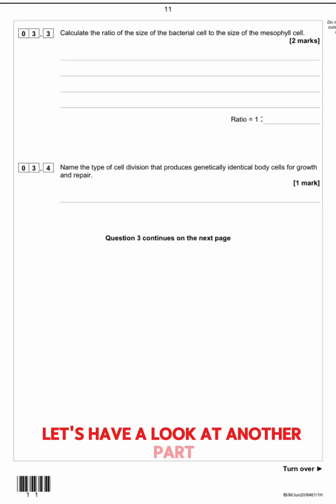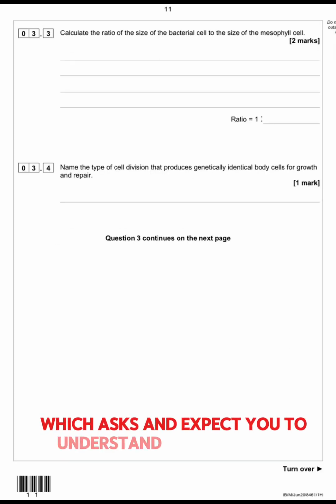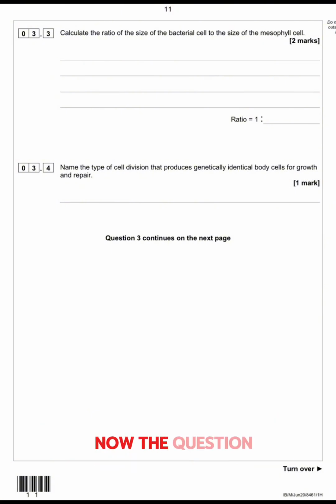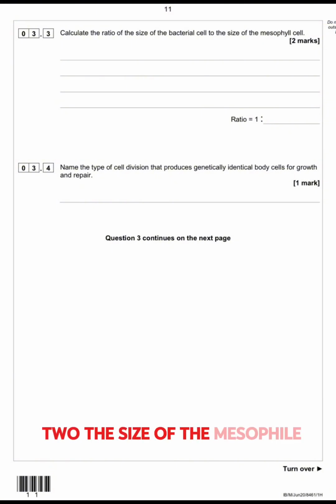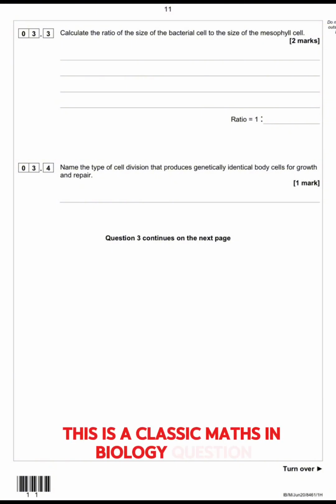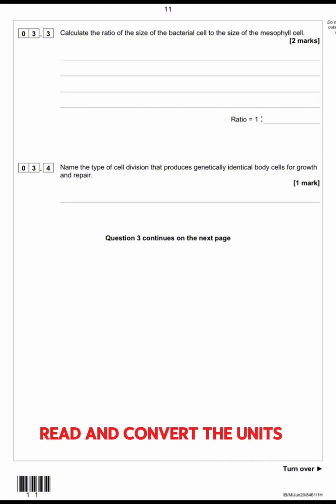Let's have a look at another part question, which is 3.3. This is a calculation question which expects you to understand how to carry out calculations. Now the question asks you to calculate the ratio of the size of the bacterial cell to the size of the mesophyll cell. This is a classic maths and biology question, and marks are often lost through unit errors. Hence, first things first, read and convert the units of measurement to the same units.